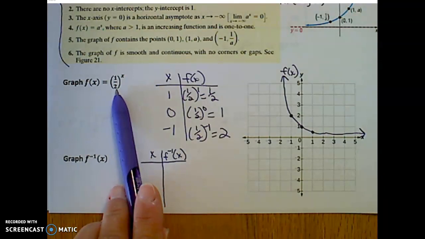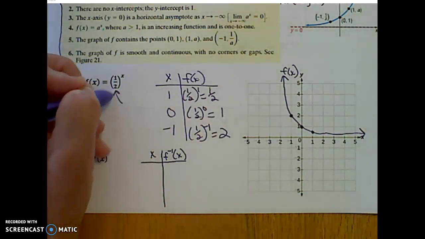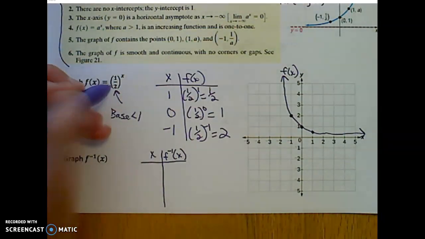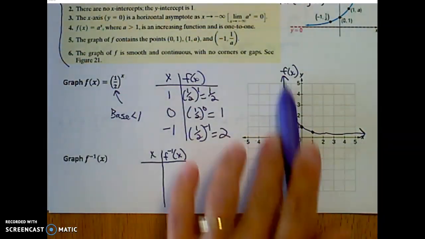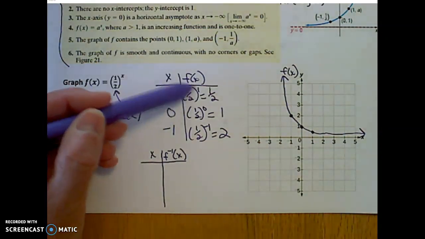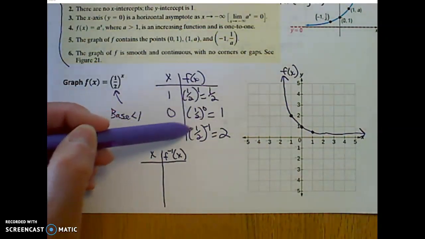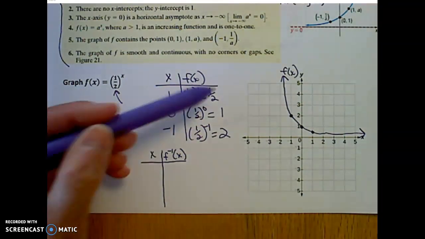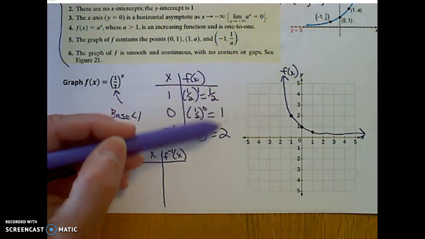Okay, another nice exponential function, but I don't know if you remember what happens when the base is less than 1. When that base is less than 1, I actually get exponential decay. That's why it's decreasing from left to right. Check your ordered pairs. I always put parentheses because those parentheses mean you have to raise the numerator and the denominator to the negative power. My outputs become 1/2, 1, and 2.